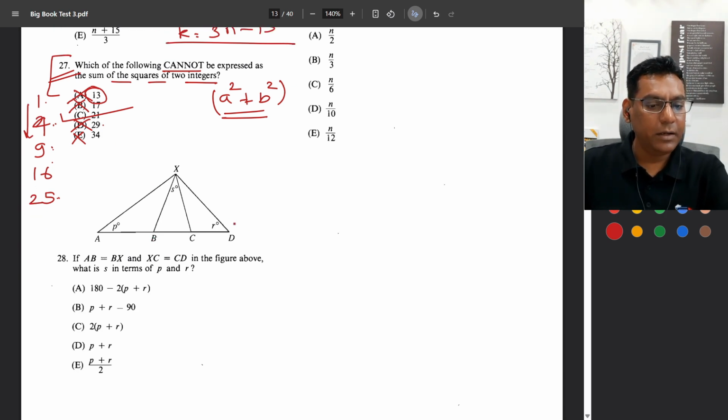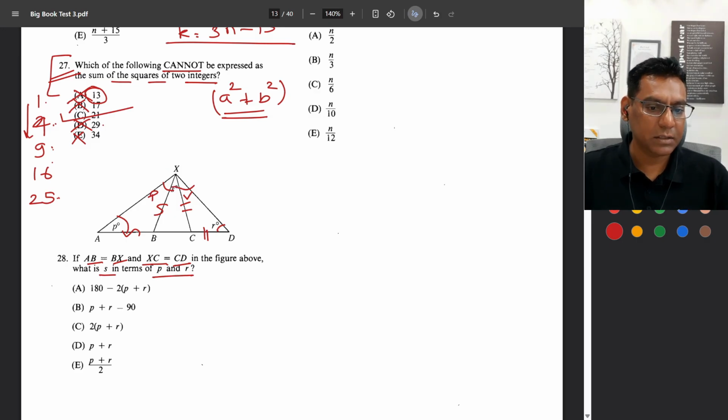Question 28. AB is equal to BX. That means if this angle is P, this angle is also P. Okay, isosceles triangles. XC is equal to CD. Again, if this angle is R, then this angle also has to be R. Then what is S in terms of P, Q, R?